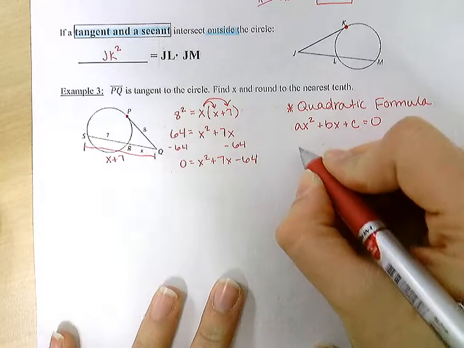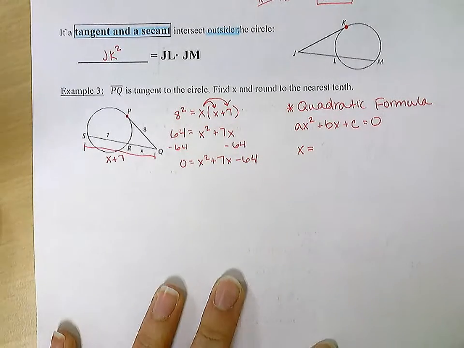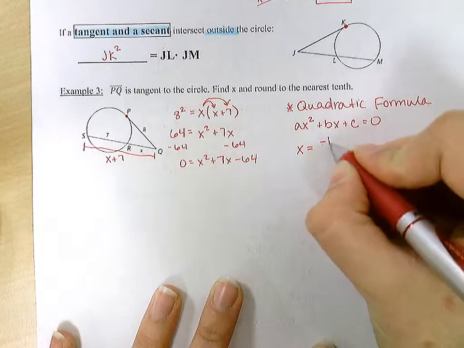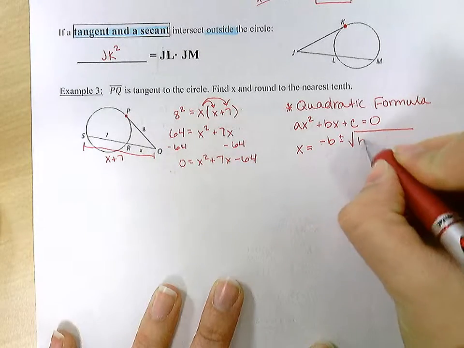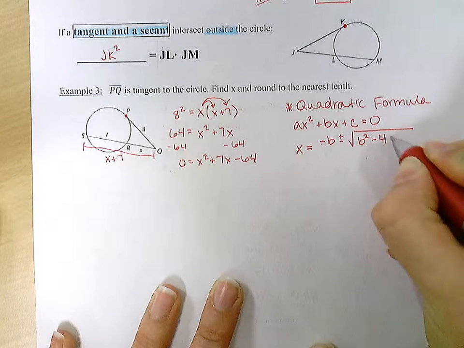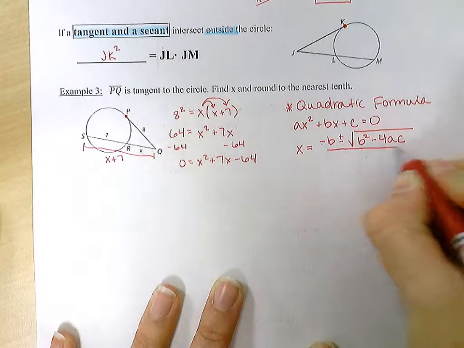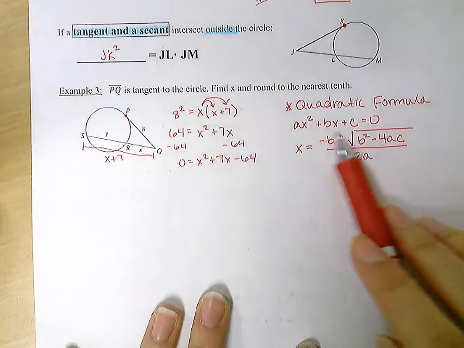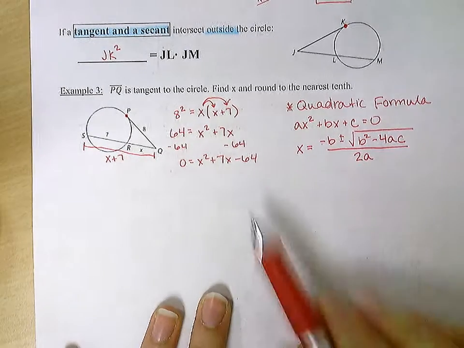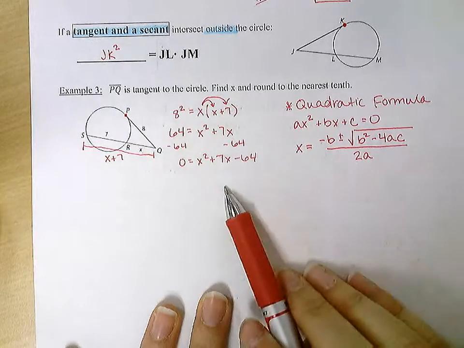Now your quadratic formula is x is equal to the opposite of b plus or minus the square root of b squared minus 4ac, all over 2a. Do you remember the quadratic formula? You had to use it last year. Learned about it last year. So the reason I wrote this piece down is so you know where A, B, and C are in your quadratic.